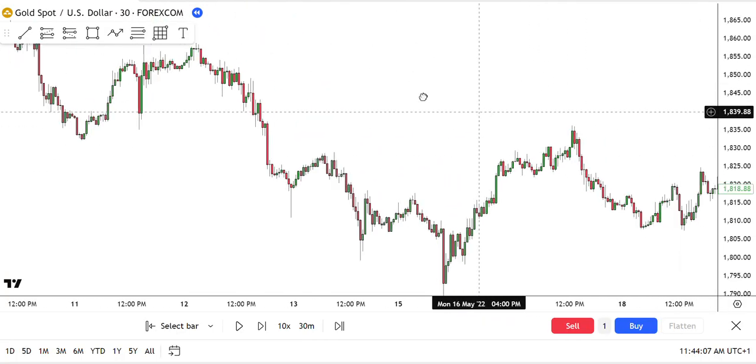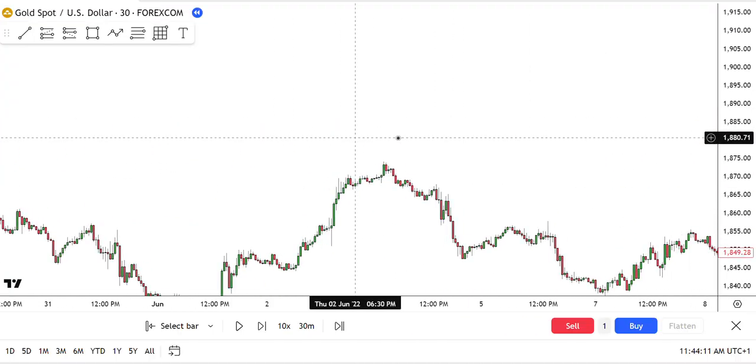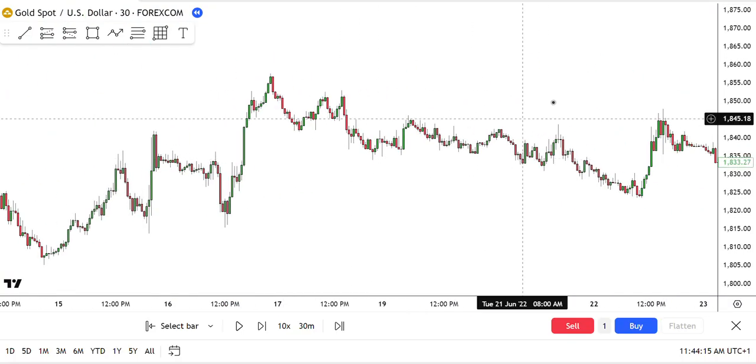So right now I'm going to go to the example on the chart, and we are going to take trades based on what we have learned.